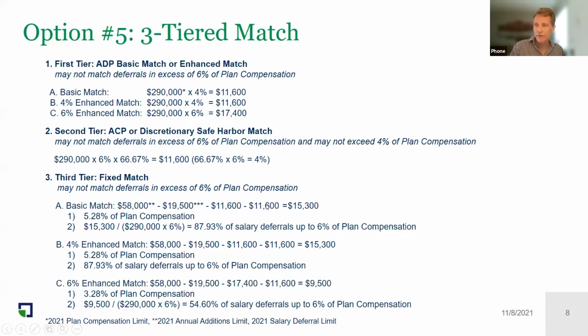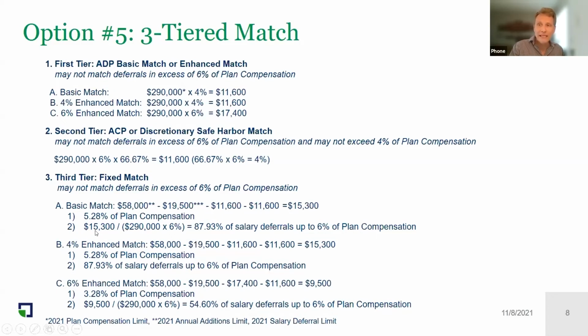And we're going to subtract off 11,600 as the second tier match. And this is the remaining match they're allowed to put away, 15,300. As a percentage of compensation, it's 5.28%. That's simply 15,300 divided by $290,000, okay?